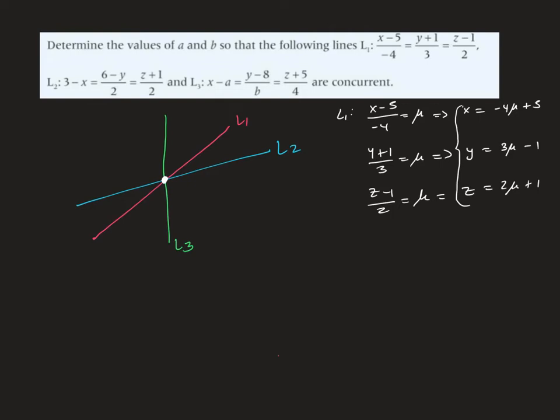Now let's do L2. For L2, we have 3 minus x is equal to alpha. And so that means x is equal to 3 minus alpha. Then (6 minus y) over 2 equals alpha, means y is minus 2 alpha plus 6.